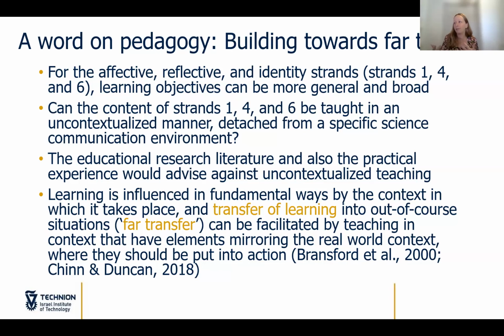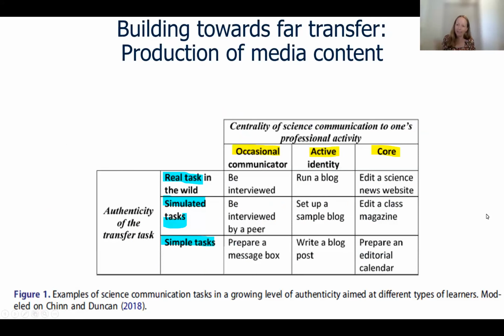So the idea of far transfer can be facilitated by teaching in contexts that have elements that are similar or mirroring the real world context where they should actually put it into action. So just to give you an example, you remember the three groups: occasional communicators, active identity, and core professionals. And so these are maybe groups of saying how central science communication is to one's professional activity. So these are from the periphery to the core. And what you see here in blue is the level of authenticity of the transfer task.